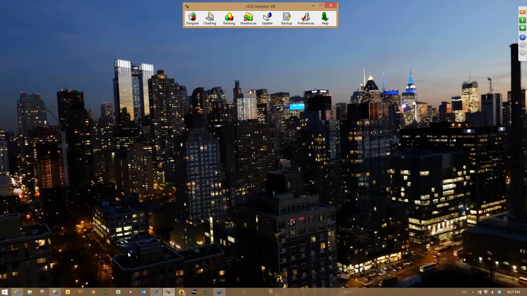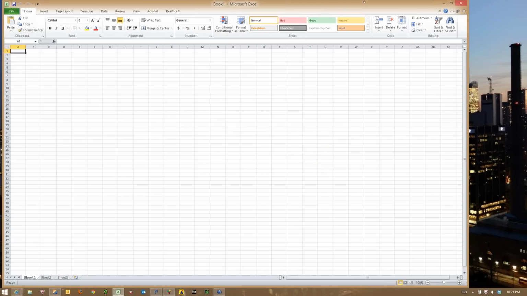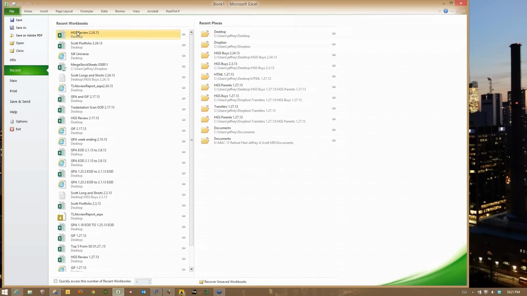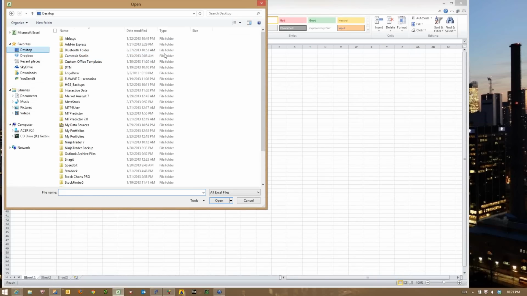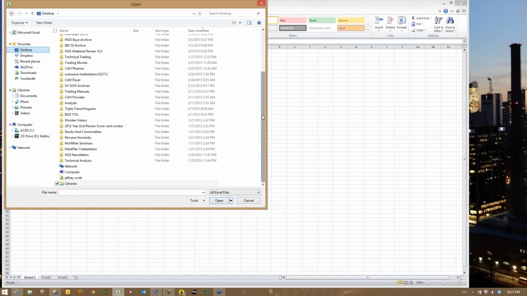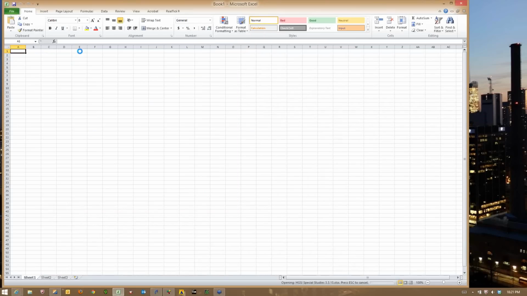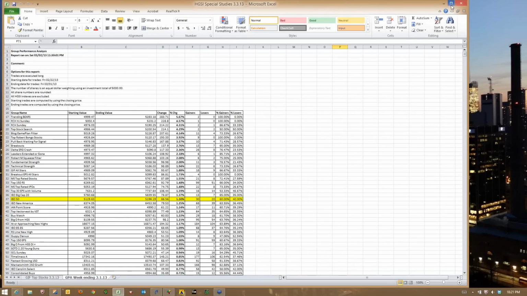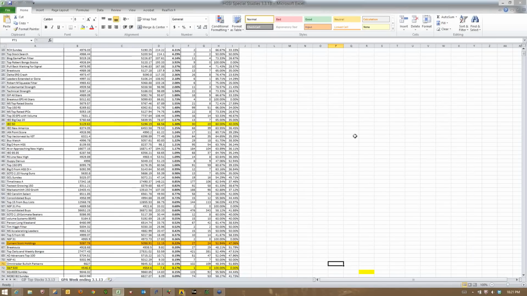One thing that I like to do is start my review by looking at market performance over the last week. The first thing I like to look at is to open up and look on my desktop for a file that I put together earlier called Special Studies. These are some things that I generate in HGSI. One of the things I like to generate is called the Group Performance Analysis.